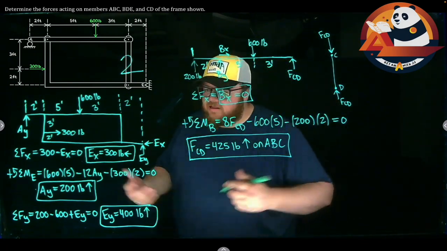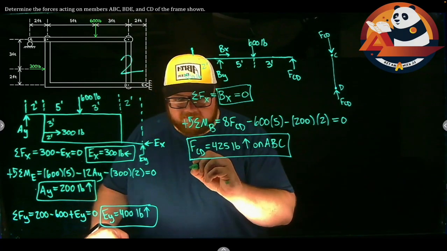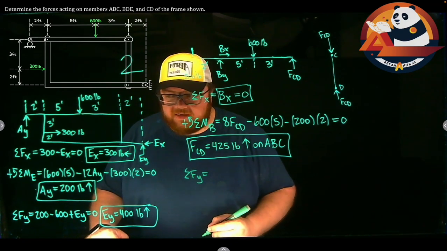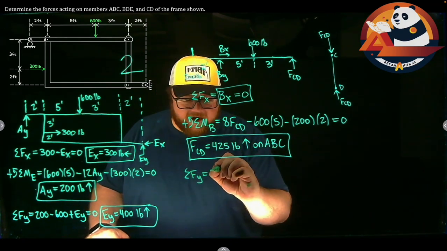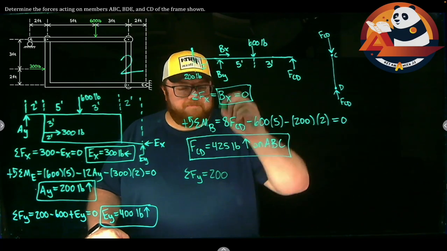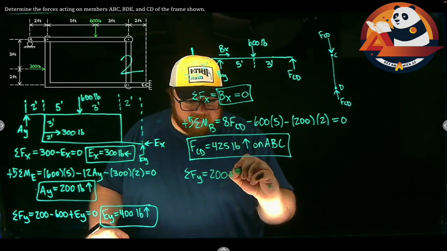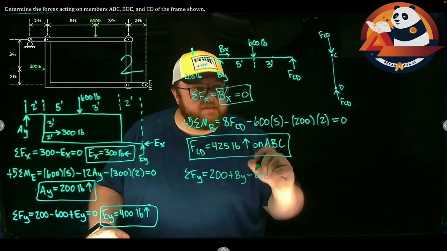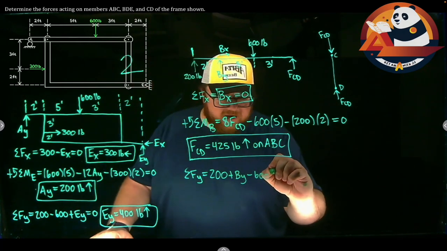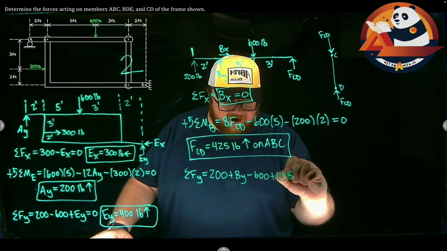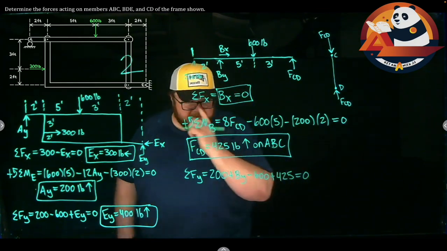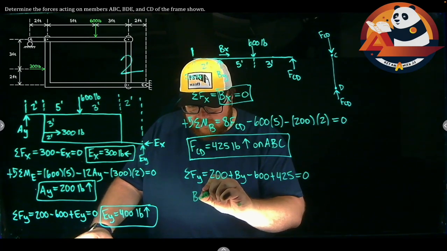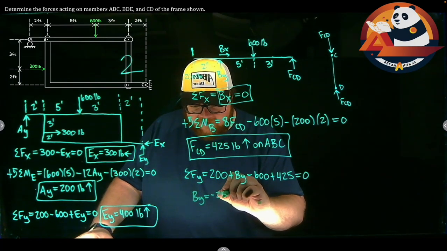We have it clear. Let's get our last unknown, BY, figured out. So if I sum up my forces in the Y direction, we would get, I have 200 from AY. I have BY going up, plus BY. I have 600 coming down, minus 600. And I have FCD going up, plus 425 is going to get us to 0. When I solve for BY, I'm going to get here that BY is a negative 25 pounds.